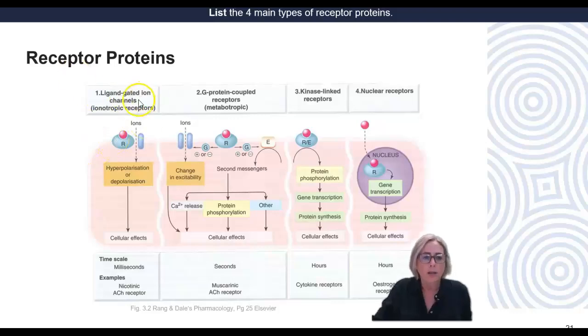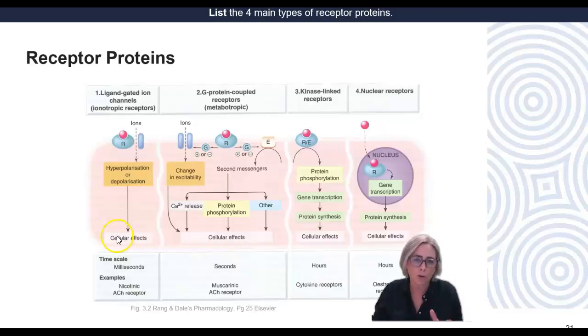Okay, so starting with these ligand-gated ion channels, they're also known as ionotropic receptors here. So we've got our receptor, we've got our drug molecule, our agonist binding there, and that will then cause action on an ion channel to either open it or close it, leading to things like hyperpolarization or depolarization, depending on the direction of flow of ions. But it is that flow of ions that produces that cellular effect, okay?